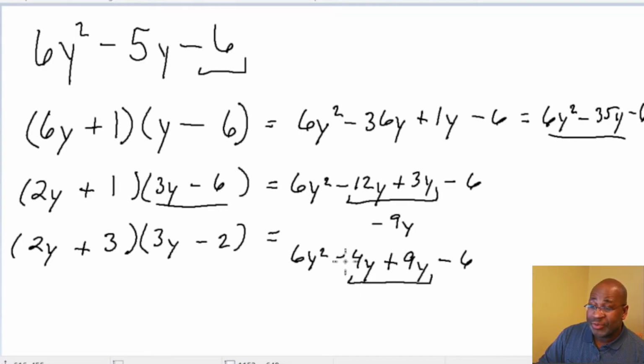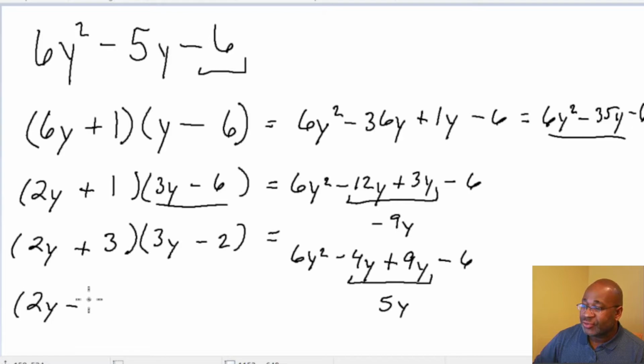If you combine the middle terms here, negative 4y plus 9y is equal to positive 5y. Okay, but we have negative 5y. Now, the nice thing about that is that if the only mistake you have in the middle term is the sign, then that just lets you know that we just need to switch our signs.